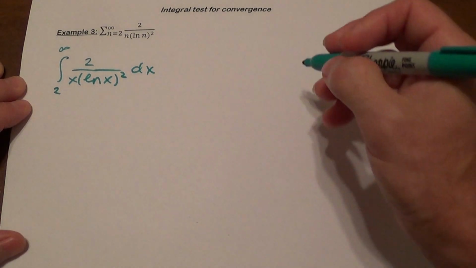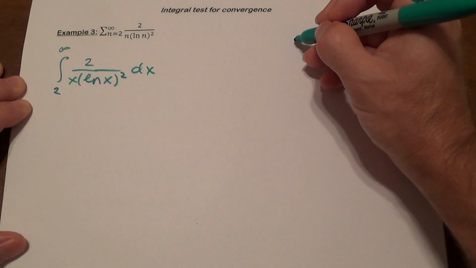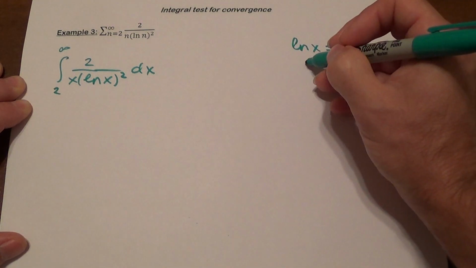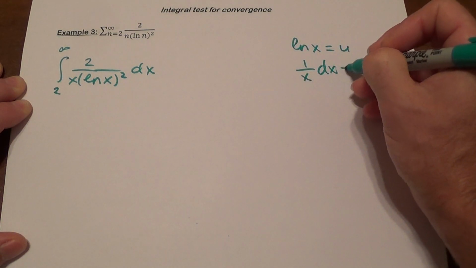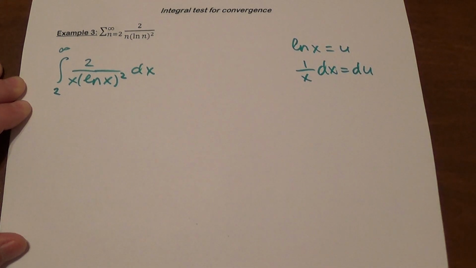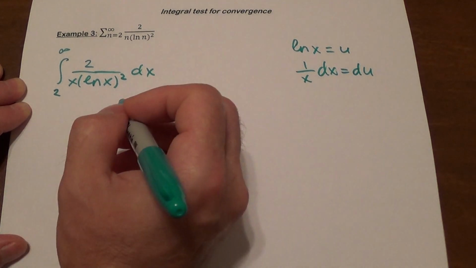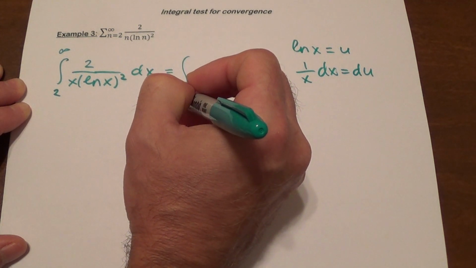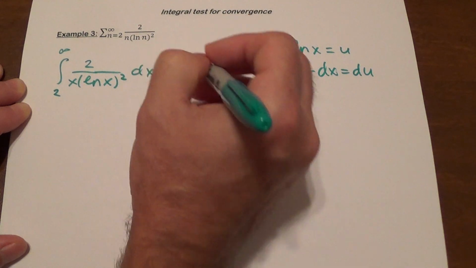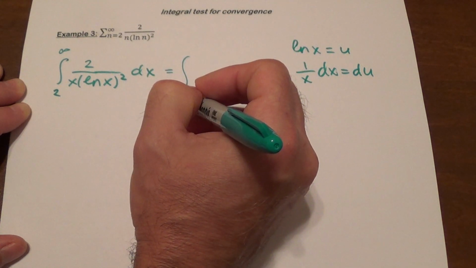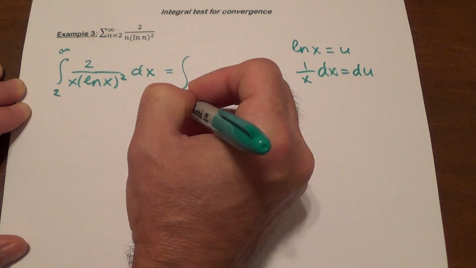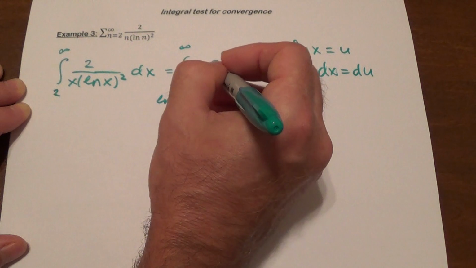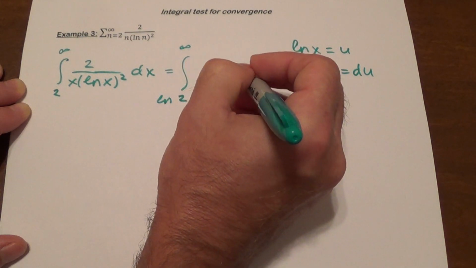So right off the bat, we're going to need to start with u substitution. If you make ln x equal u, then 1 over x dx is du. So then this whole thing will become the integral from, no, hold on, it's not going to be from 2. When we use 2, it's going to become ln 2 on the bottom and still infinity on top of 2 over u squared du.